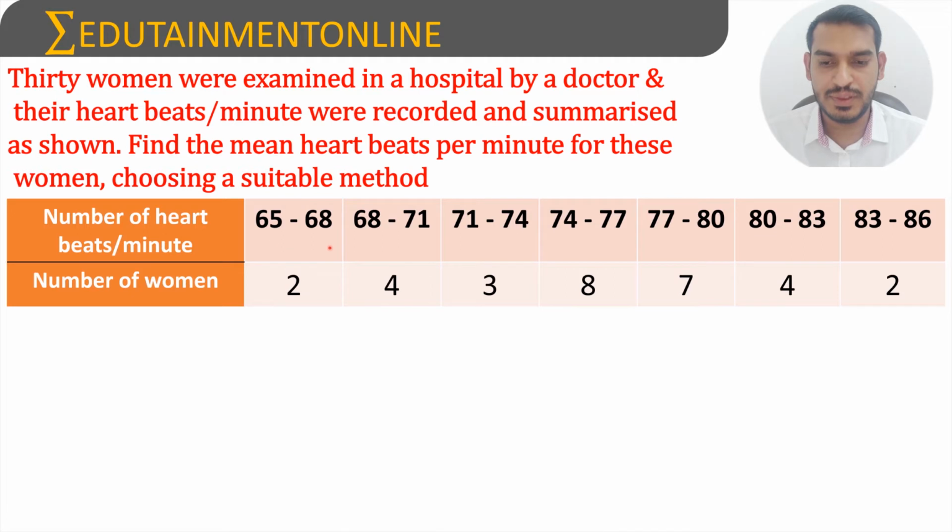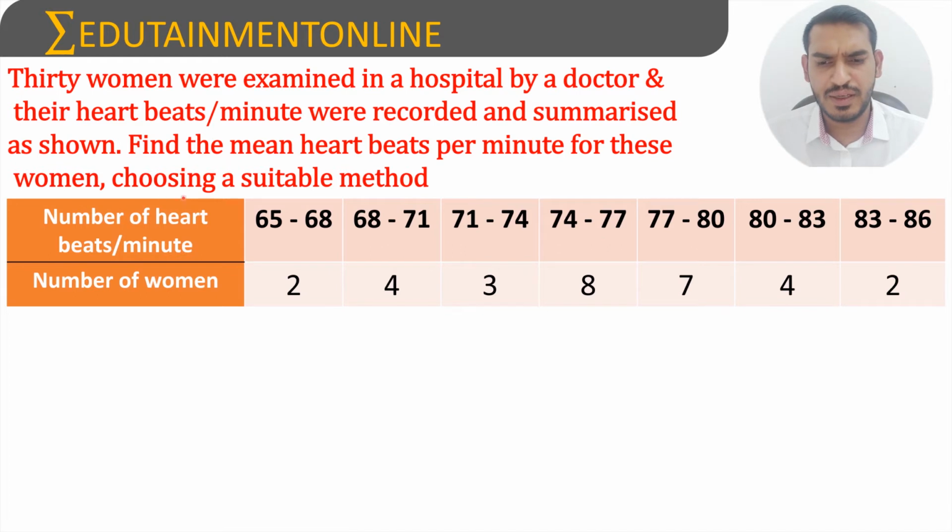This rating is for 2 women, and the rating of the next class has been noted by 4 women, and 71 to 74 by 3, 74 to 77 by 8, 77 to 80 is 7, 80 to 83 is 4, and 83 to 86 is 2.